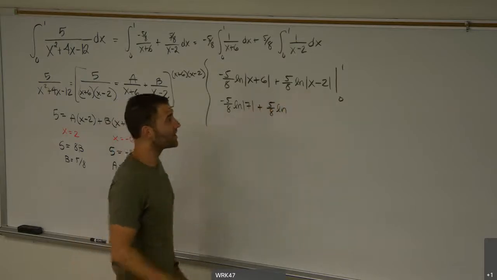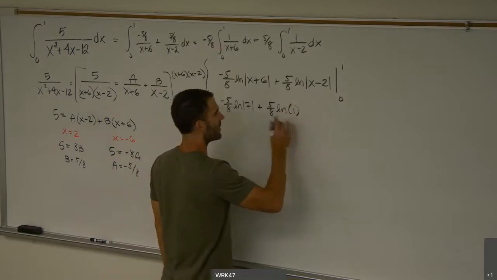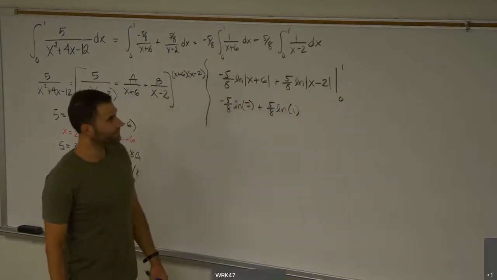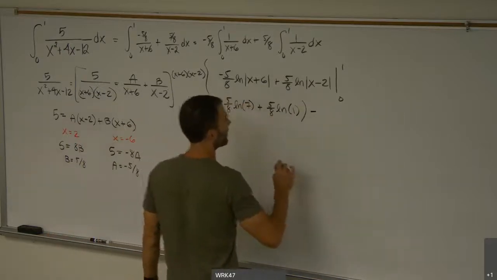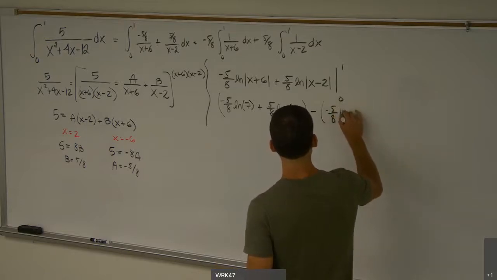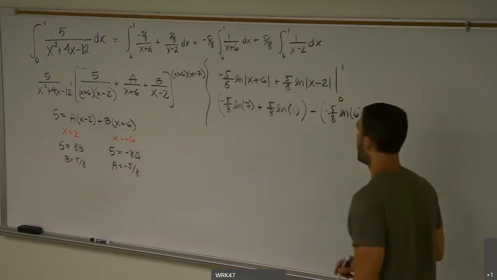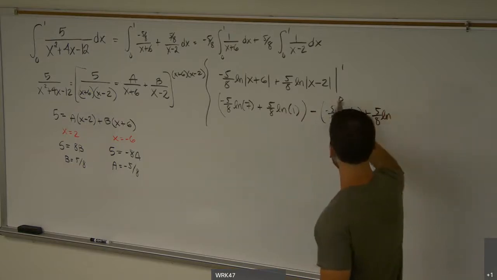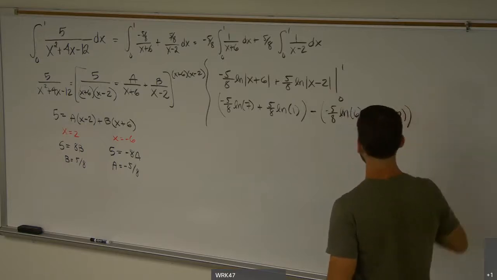1 minus 2 is negative 1, but the absolute value of negative 1 is 1. So ln of 1 itself, right? Actually, take the absolute value, we don't need it. Ln of 7, ln of 1, minus, right? That's plugging in my upper bound. Plug in 0, we get negative 5/8 ln of 6. Absolute value of 6 is 6. Plus 5/8 ln of, plugging in 0, we get ln of the absolute value of negative 2, so ln of 2.